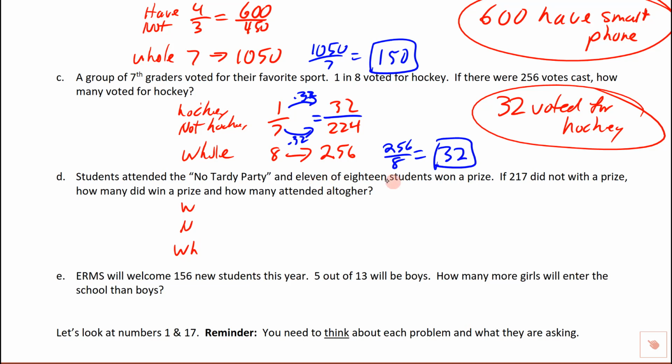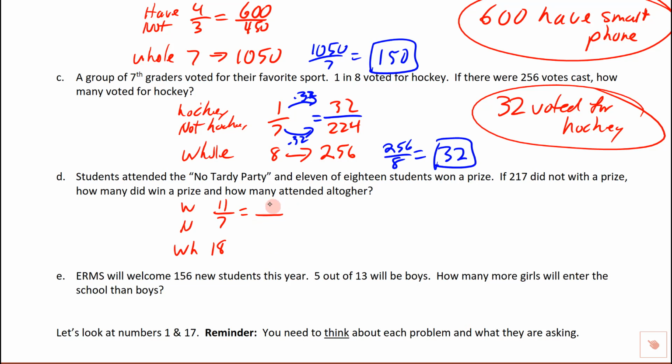So if we said 11 out of 18 students won a prize, that would be 11 out of 18. 18 is the whole, 11 of them won. So we're going to have 11 out of 18. So that means the ones that did not win a prize, that's going to be 7, because remember those have to add together to be 18. And then we're going to come over here and we've got these 3 numbers that we're missing. So we need this number, this number, this number.